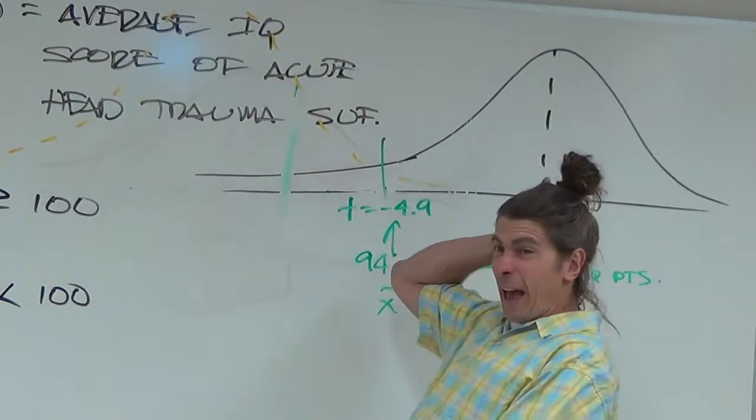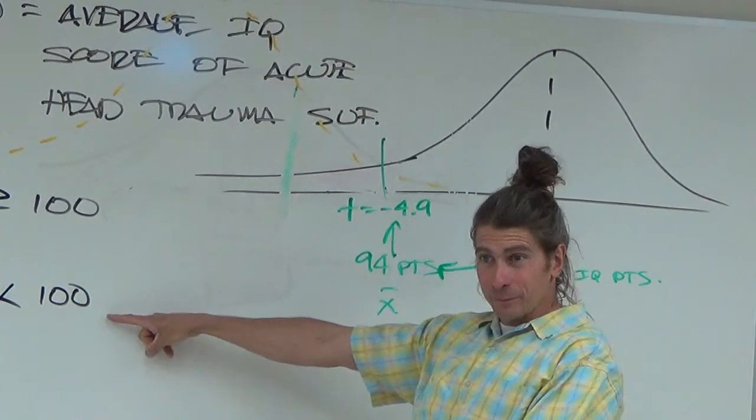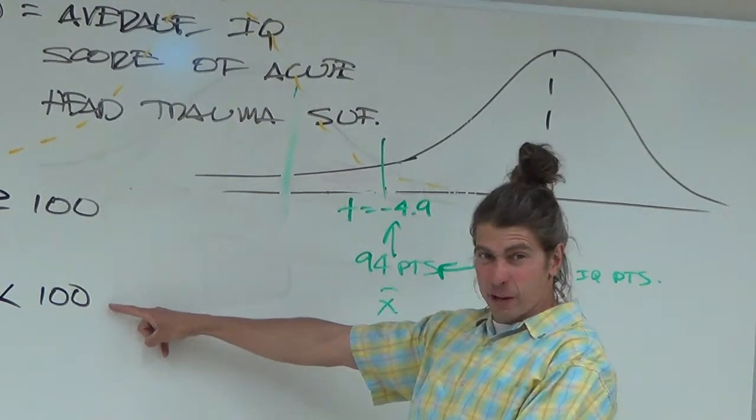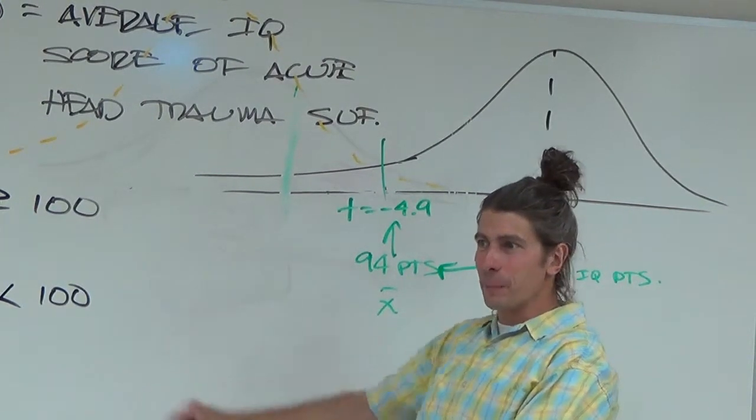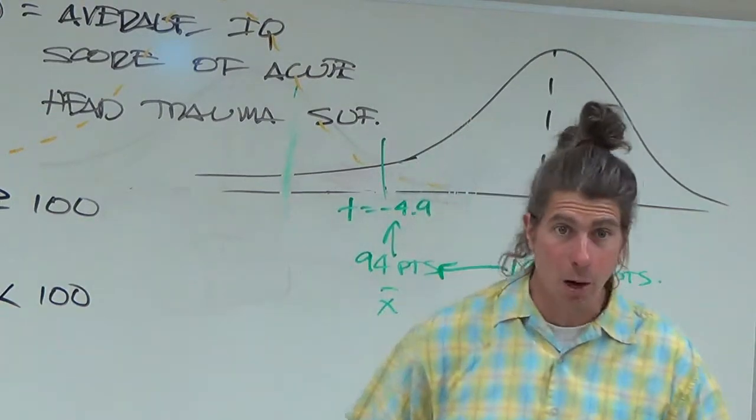So put that in words. It appears that brain injury lowers... love it. It appears that acute brain injury lowers IQ. Boom!